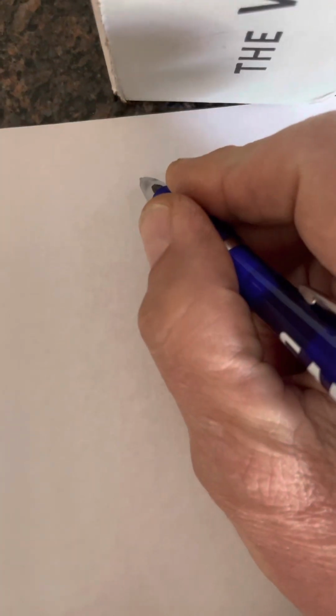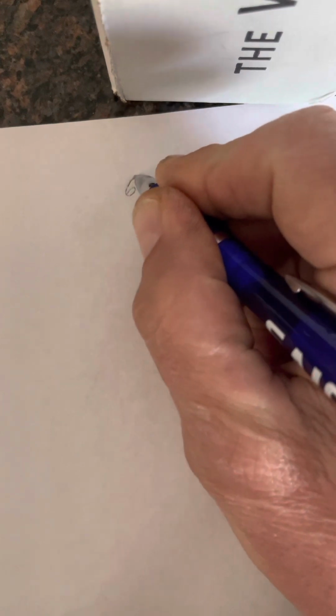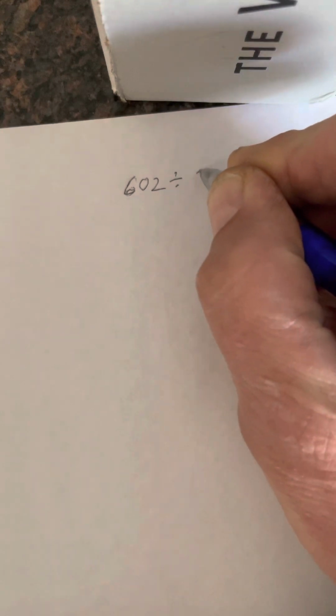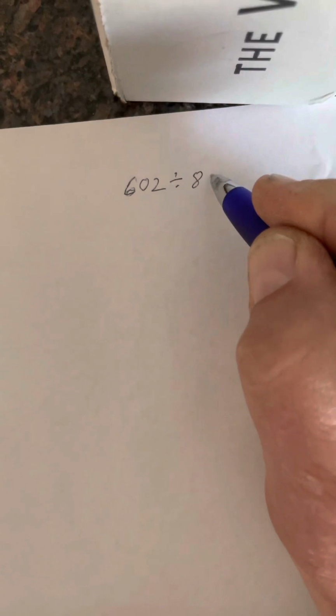So the problem we're going to work on is 602 divided by 8. It's the problem that was on the test last week that many of them couldn't do. Division is just repeated subtraction. So I would write the problem in regular form as 602 divided by 8. And we call the answer the quotient.